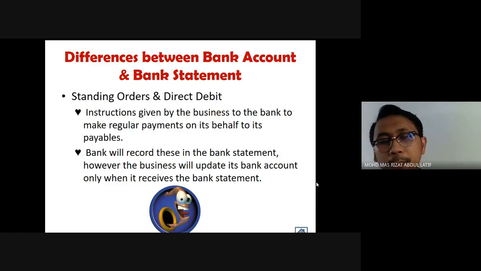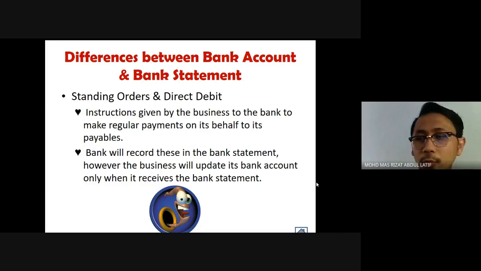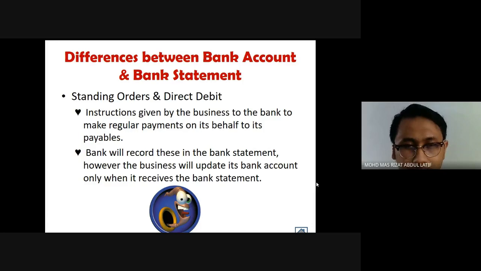Jadi kita tak payah pening. Oh, ni bil api tak bayar lagi. Oh, bil ni tak bayar lagi. Oh, bil Unify tak bayar lagi. Tak payah sebab bank dah tolak siap-siap. Okay, so memudahkan kita lah. So standing orders and direct debit.